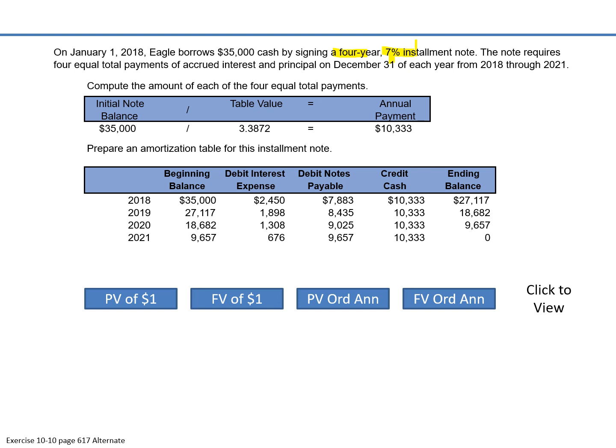Does your amortization table look like that? I hope so. Total interest 6,332. Total principal paid 35,000. And total cash out the door 41,332 over the 4 years.